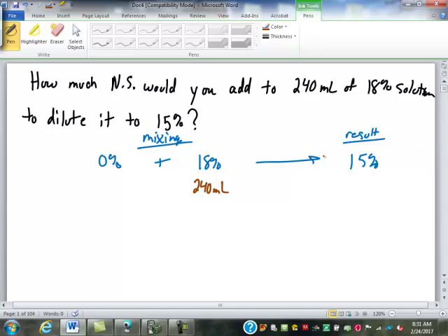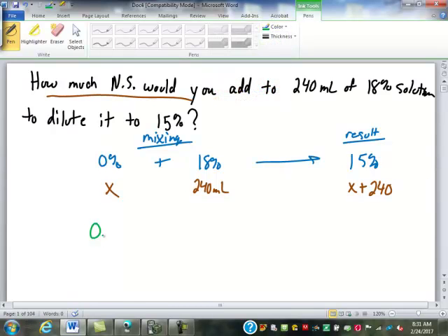We can let X be either one of either the 0 or the 15%, but we're asked how much of the NS, so how much of the 0%. So I'm going to let that be X so that the result of our variable is the answer to our question. So if that's X milliliters of 0% and 240 milliliters of 18%, then when we combine them, we have X plus 240 is the amount of our 15%.